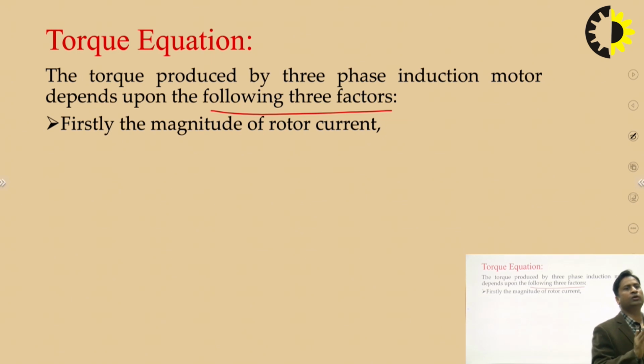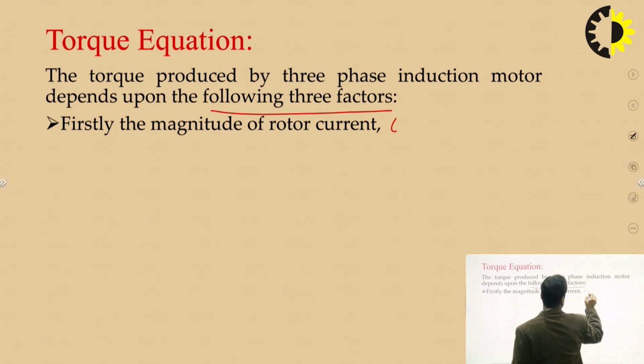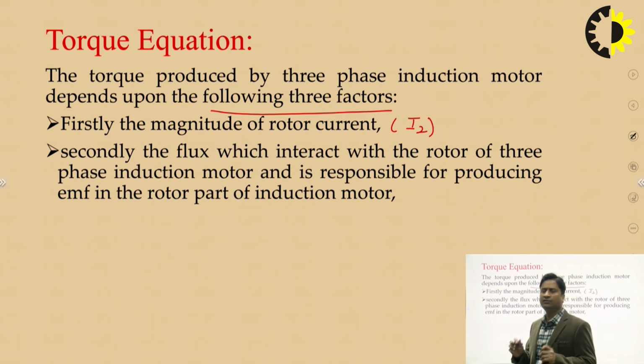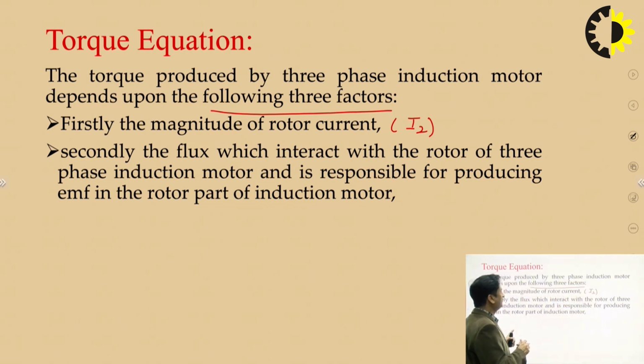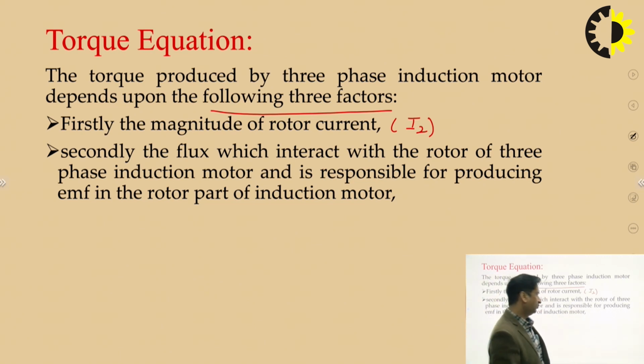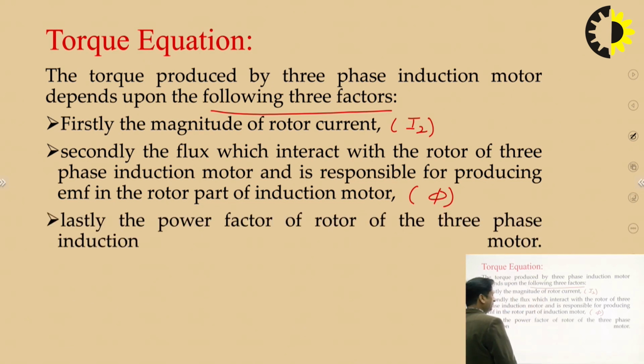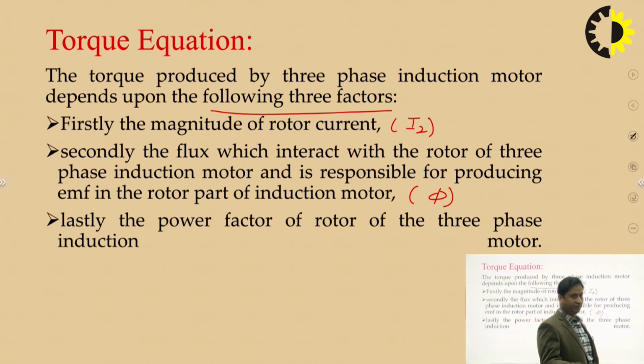Firstly, the magnitude of the rotor current. The magnitude of the rotor current means how much current will be there, that is I2. I2 is the rotor current. Secondly, the flux which interacts with the rotor of the three-phase induction motor and is responsible for producing the EMF in the rotor part. So flux is very important. So you can say the phi or flux is an important part which takes place in the rotor torque production. And lastly, the third, the power factor of the three-phase induction motor, that is cos phi 2.